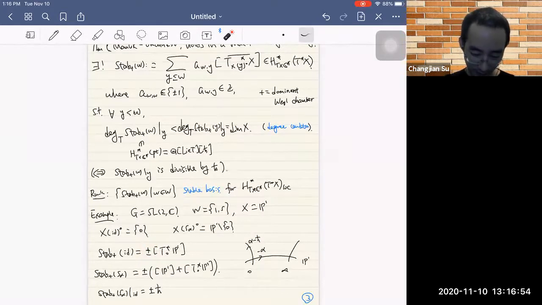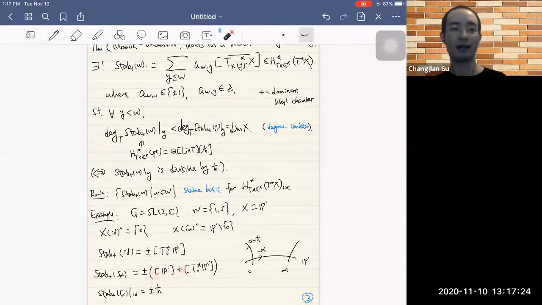And then for the other element s alpha, the closure of the conormal bundle to this Schubert cell is just P1, and so this will be a linear combination of P1 and the cotangent fiber at 0. And the theorem, the existence and uniqueness, tells us that this coefficient has to be 1. So anyway, these two coefficients have to be equal to each other. Either both of them are +1 or both of them are -1. So this can be seen as follows.